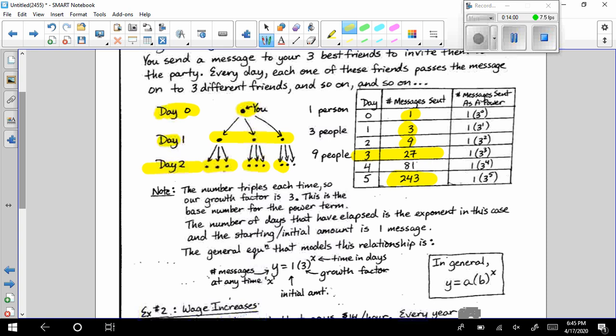also in this chart, I have expressed these numbers, 1, 3, 9, 27, 81, in power form. Well, I've said here that the number is tripling each time, so our growth factor is 3. And this is the base number for the power term. So we have the base of 3 here.